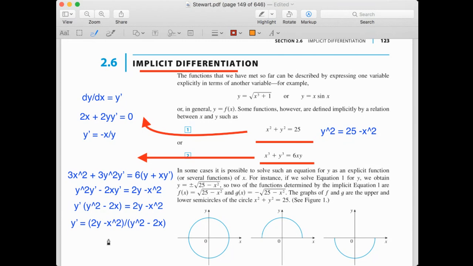The difference is just that for the y term, we manufacture a y prime. That's the only difference. And the differentiation rules are exactly the same as before. Just this y prime comes in. All right, let's see more examples. Any questions?